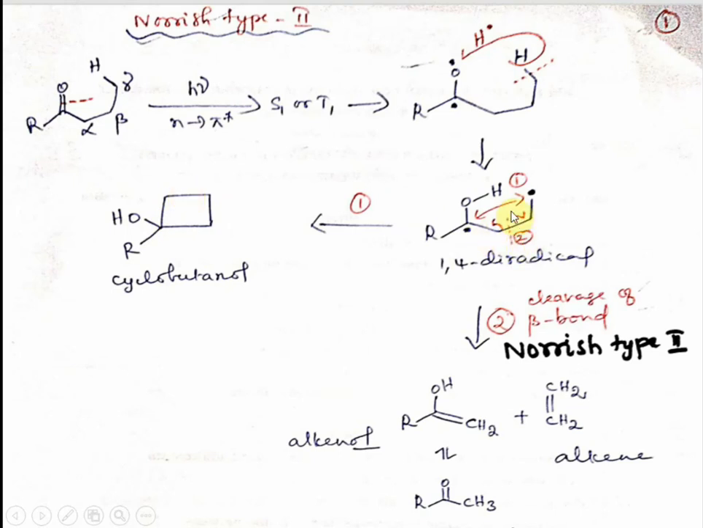In pathway 2, there is a cleavage of this bond. This alpha-beta bond will get cleaved. This carbon will have one electron and this carbon will have one electron. Then there will be a formation of alkene. This part will be formed as alkene and this part will be formed as alkenol. This step is called Norrish Type II reaction.